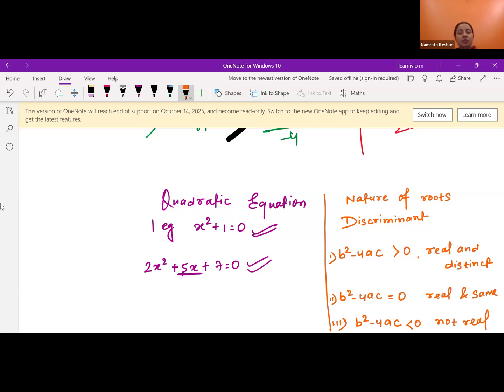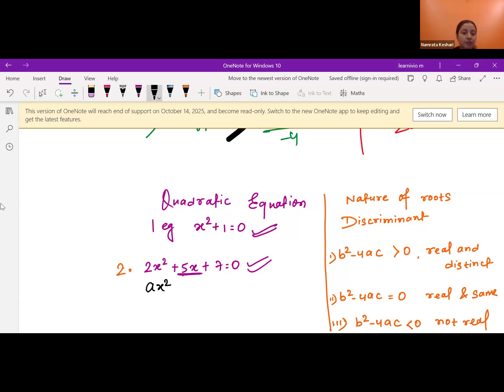Okay, you must have checked what is a, what is b, what is c. For example, the second example, 2x square plus 5x plus 7 is equals to 0. Can you tell me what is a, what is b, what is c over here? 2x, b is 5x, and c is 7. Okay, a is the coefficient of x square.